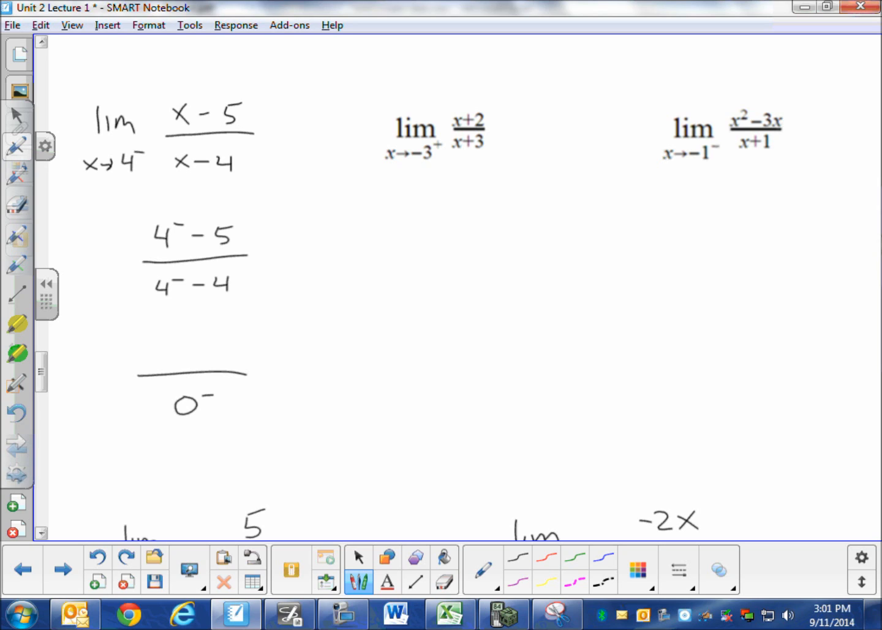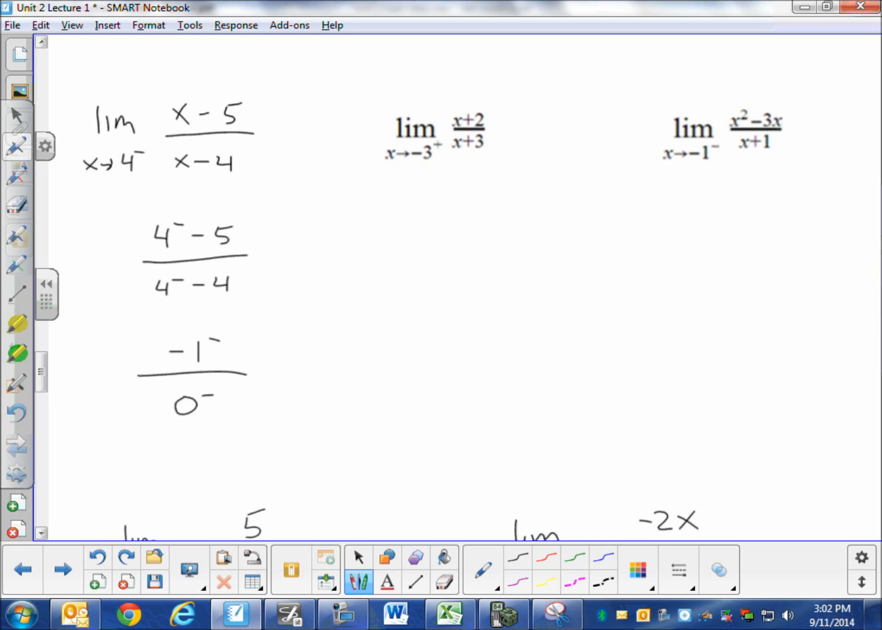Now, 4 from the left minus 5. 4 minus 5 is negative 1, right? But is it negative 1 from the right or from the left, and does it matter? Right or left, Mr. Swisher? 3.9 minus 5. Is that going to be more negative? Good. It would be from the left.